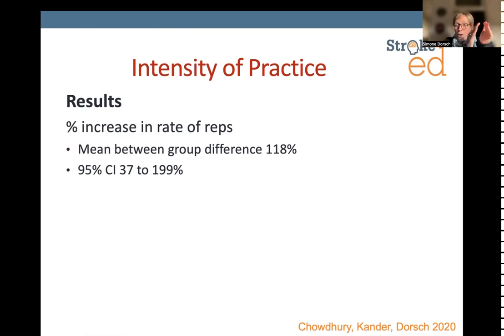So even at the lowest end of that 95% confidence interval, you've got a difference. The experimental group is 40% higher. At the upper end, 200% more than the control group. So a very large difference for a very simple and very cheap intervention, and one that can become part of semi-supervised and independent practice, as well as one-to-one practice.